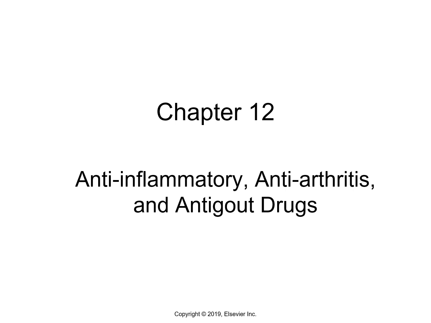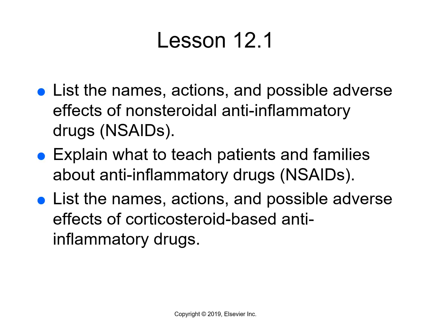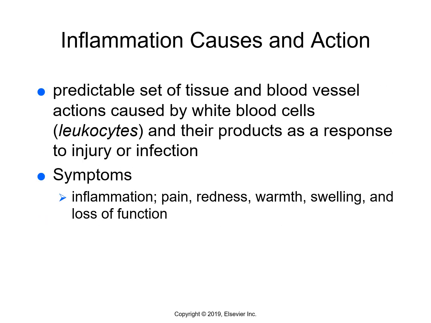Chapter 2 talks about the anti-inflammatory, anti-arthritis, and anti-gout drugs. This is a very short chapter. So inflammation is a predictable set of tissue and blood vessel actions caused by white blood cells, or your leukocytes, and their products as a response to injury or infection.